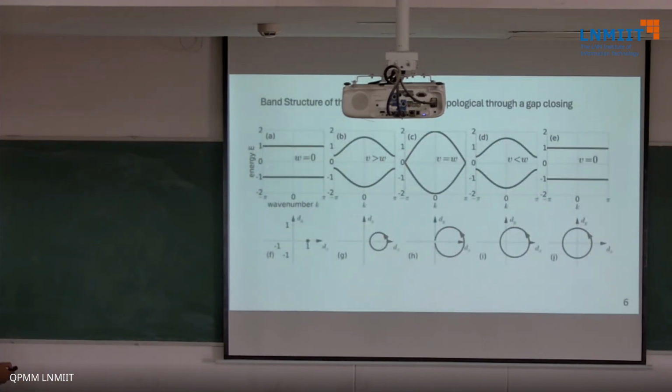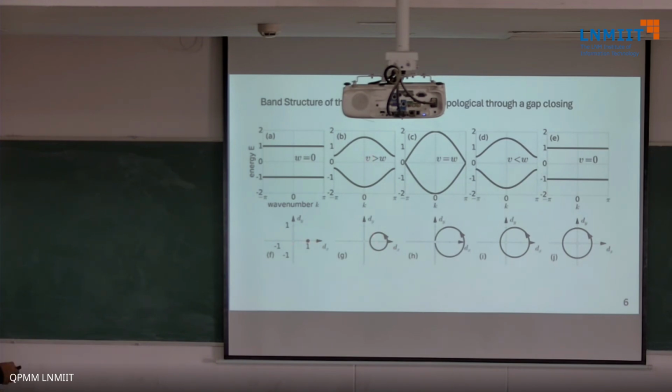So if you look at the band structure, now coming back from the open chain to the periodic boundary condition, this is W equal to 0. One of the hoppings is 0. This is V greater than W, which is the trivial case. This is V equal to W, the gap closing case. Okay, V less than W, the topological case, and V equal to 0, the other dimer case. So if you look at the winding, you see that this winding is just a point here on the dx axis.